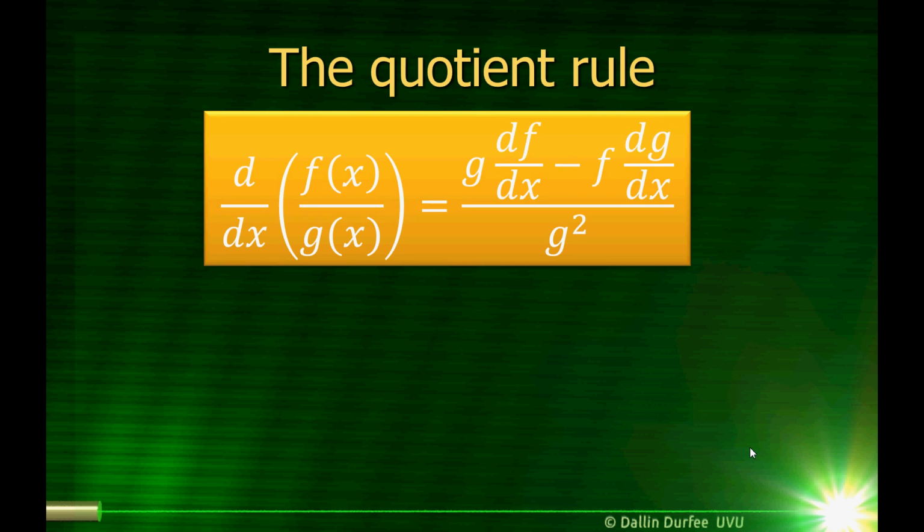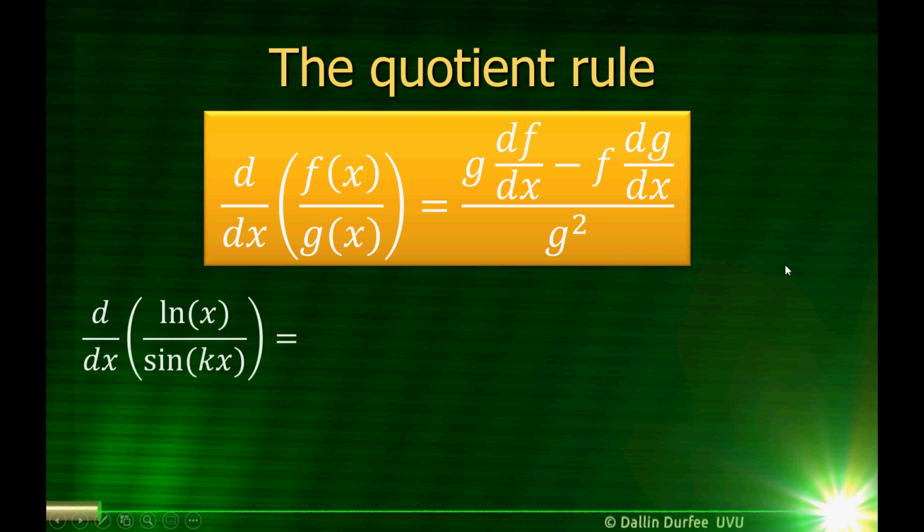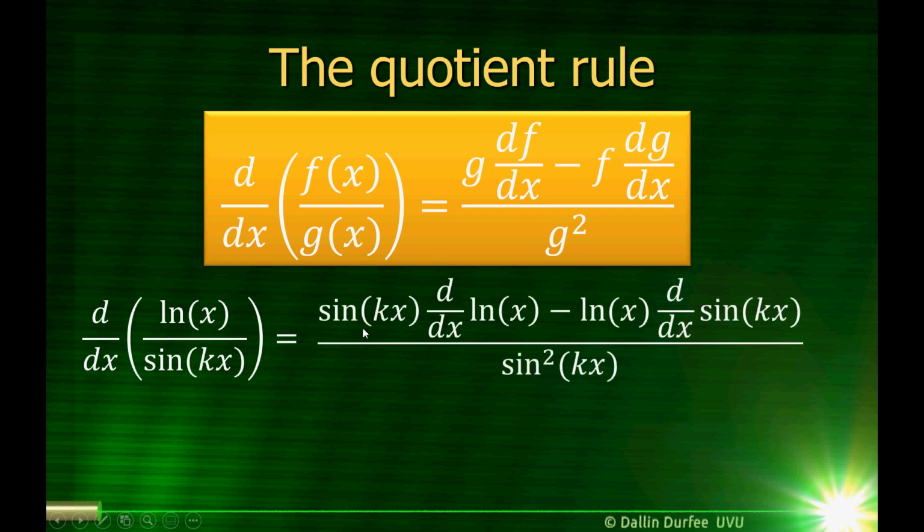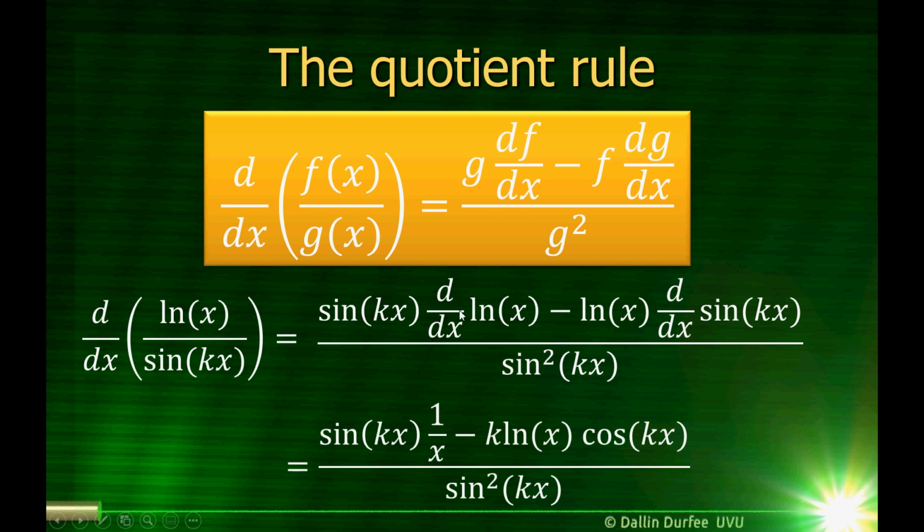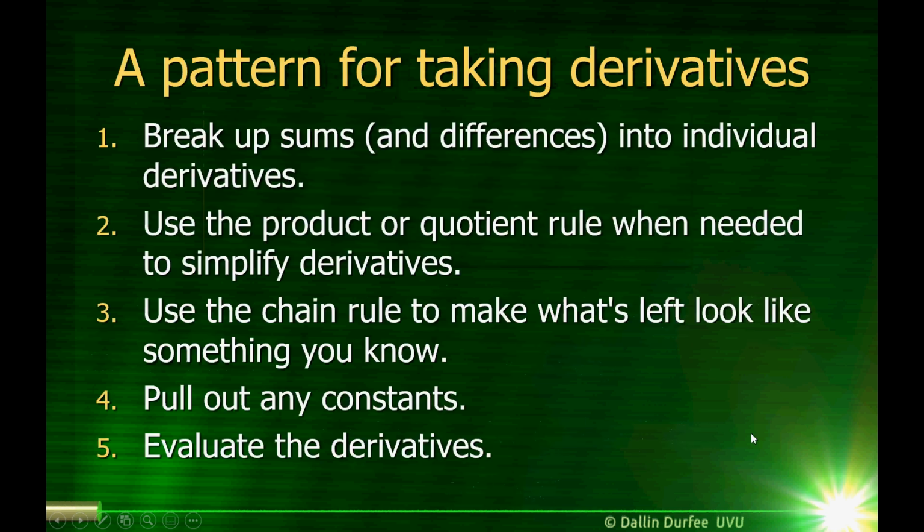Another useful thing is the quotient rule, all right? The derivative of f over g is just g times the derivative of f minus f times the derivative of g, all over g squared. So the derivative of the natural log of x over sine of kx is just sine of kx times the derivative of the natural log minus the natural log times the derivative of sine, all over sine squared. But of course, the derivative of the natural log is just 1 over x, and the derivative of sine is just k times cosine kx, so there is my answer.